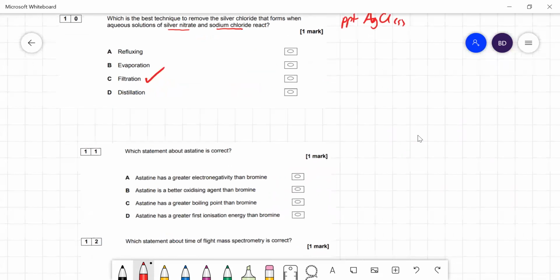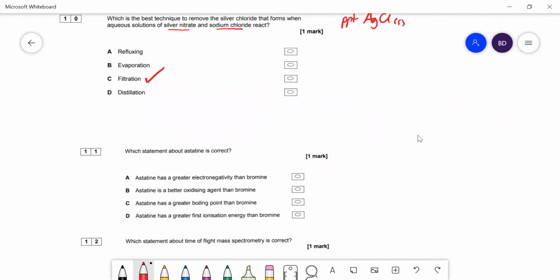Which statement about astatine is correct? If you look, astatine is the element below iodine in group 7. It's not very common because it's radioactive, it's very rare. But what can we say? Right, what happens to the electronegativity as you go down the group? The electronegativity decreases. So that's going to be wrong. It's going to be less electronegative than bromine.